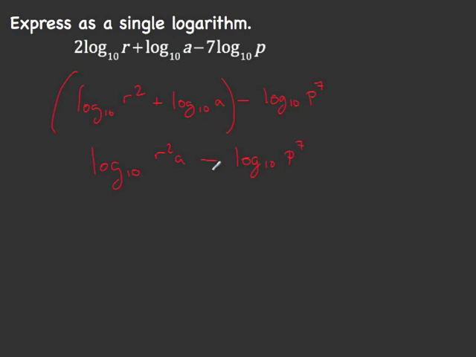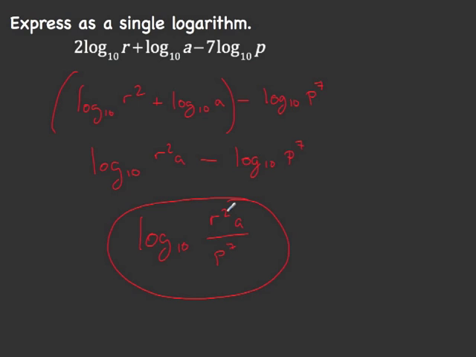Now, since we've got a minus sign, we're going to take r squared a, make it the numerator, and make p to the 7th the denominator. Log base 10 of r squared a over p to the 7th. And that is our single logarithm. And again, I'm hearing you say, well, why on earth would we want to ever do that? I don't see how that's useful.